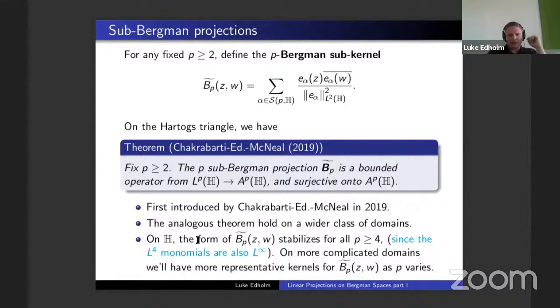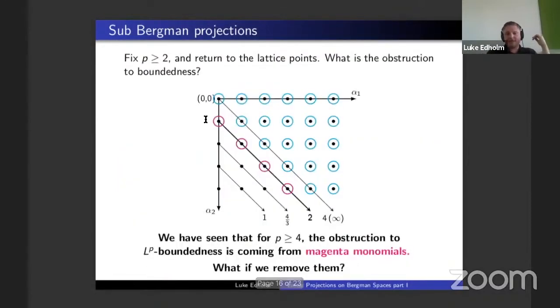On the Hartogs triangle, it's important to notice the form of this thing: it stabilizes when p is greater than 4, since, as I mentioned, the L^4 monomials are also L^infinity. However, in more complicated domains, we'll have more representative kernels as we vary what p is. So really in this case, we've only got 2 different things: the full Bergman kernel, which works from 2 all the way up to 4, and then at 4 there's this threshold where now we have this different operator, and that has better mapping properties.